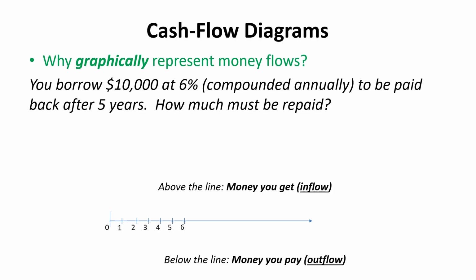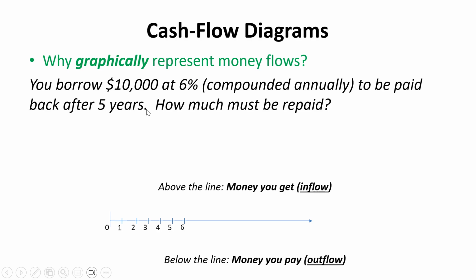We draw a horizontal line. 0 represents now, the present. And then each one of these tick marks represents a period. It may be years, it may be months, it could be weeks. Whatever our compounding period is, that's what we use as one of these tick marks on the line. Money that's above the line represents inflow, so that's money that we're receiving. And if it's outflow, it's money that you're losing or paying, then that's going below the line. So here's how we translate this problem into a cash flow diagram.